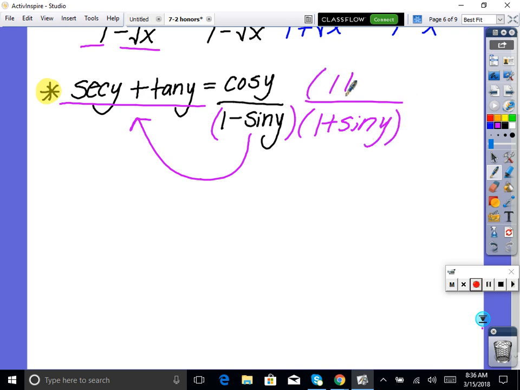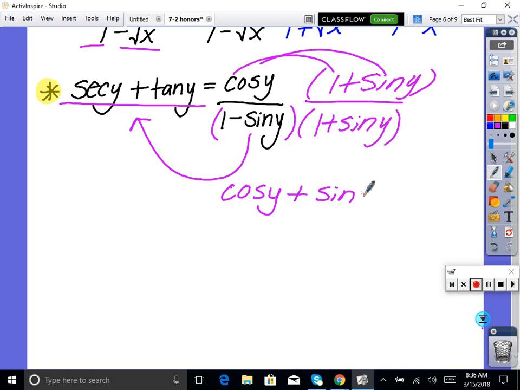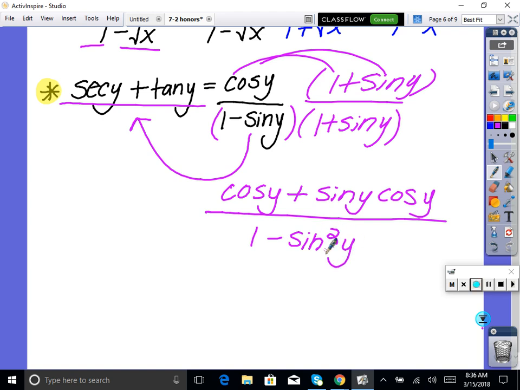So then we have 1 plus sine of y. Let's see if this was the right choice here. We would need to distribute out the numerator. So then we would have cosine of y plus sine y cosine of y. Let's distribute it through, and then we might end up factoring it back out in a minute. Now on bottom, I would get 1 minus sine squared y. So we would have on top cosine of y plus sine y cosine of y, and then what's the bottom?